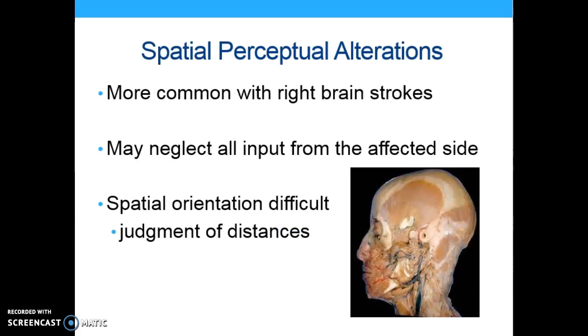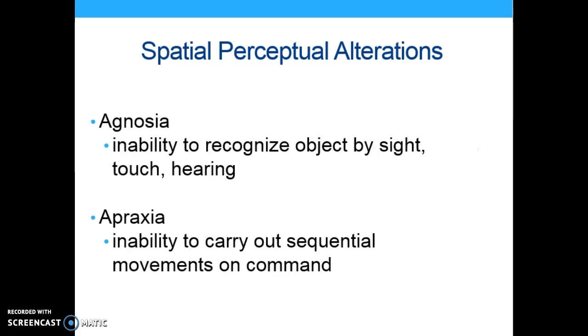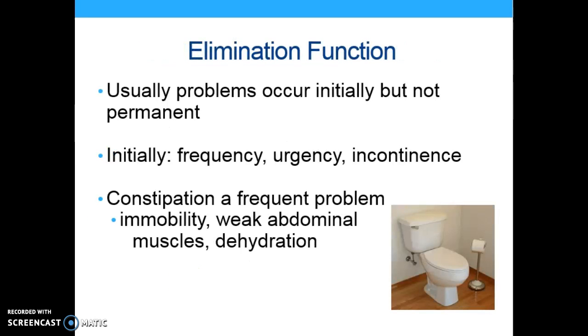There can be spatial perceptual alterations, although this is more common with right-sided brain strokes. They might neglect all input from that affected side. They can experience agnosia or apraxia, so an inability to recognize objects by sight, touch, or hearing, or an inability to carry out sequential movements on command.